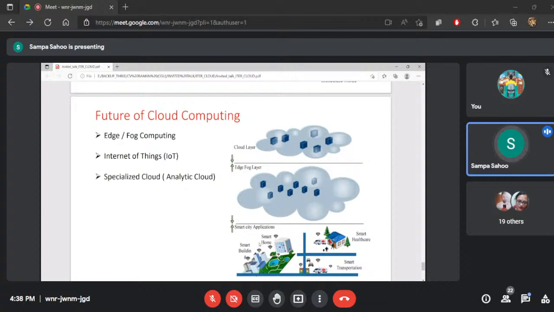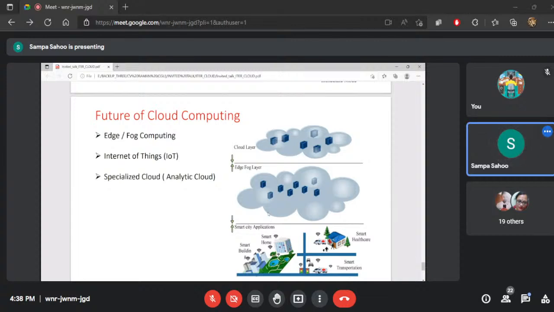So that's why an advanced version of cloud computing is designed, that is your edge or fog computing, where the computing resources are usually placed near to the data source. And this edge and fog computing are also useful for the Internet of Things. Nowadays, we must have heard of this term Internet of Things or sensor-based applications, smart applications or smart city applications. Various smart city applications are there, like smart home, smart building, smart transportation, smart healthcare.